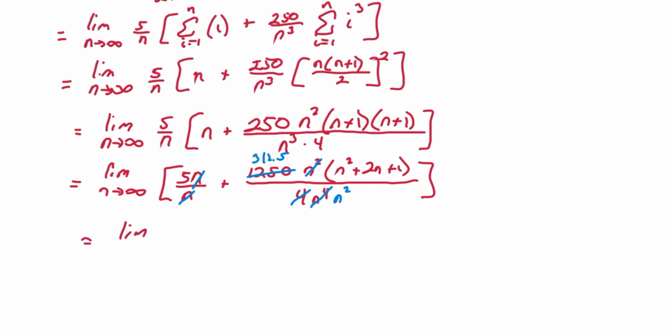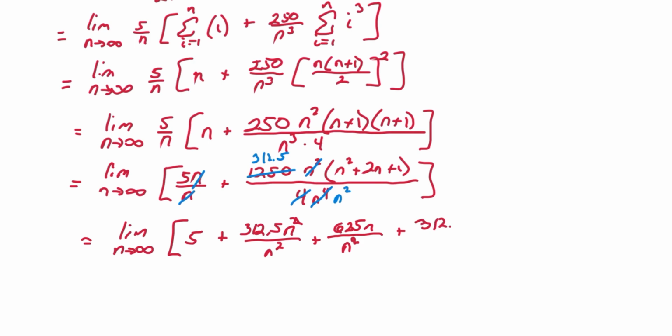Now we have the limit as n approaches infinity of 5 plus, we need to distribute 312.5 inside the parentheses. So we have 312.5 n squared over n squared plus 625 n over n squared plus 312.5 over n squared. Again, we can do some reducing here.